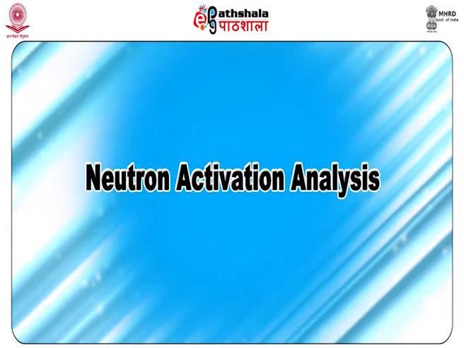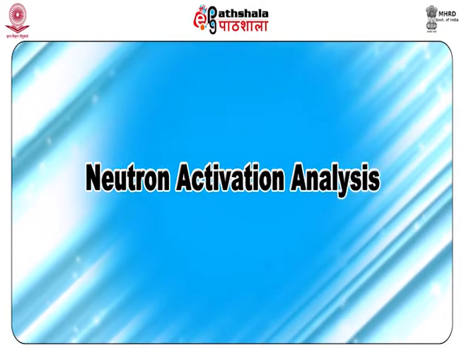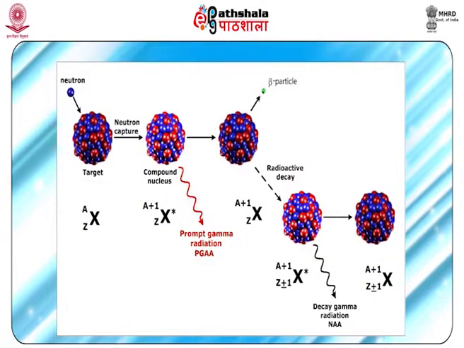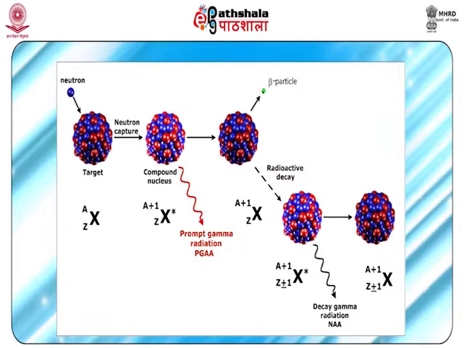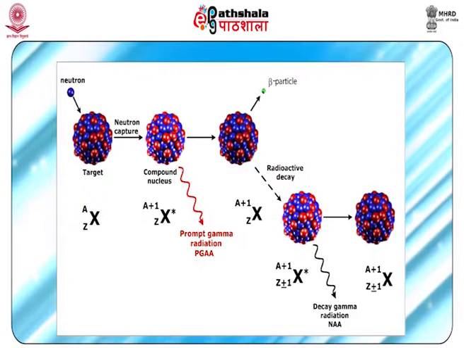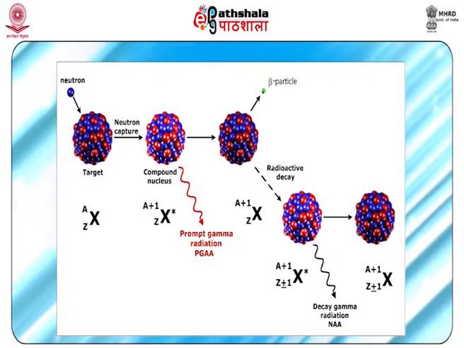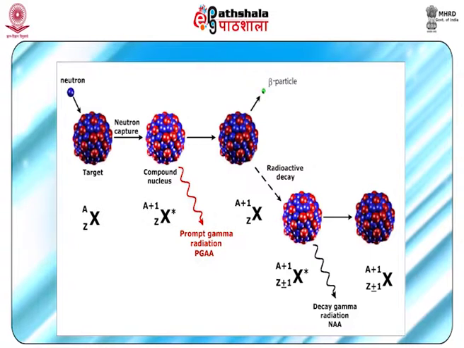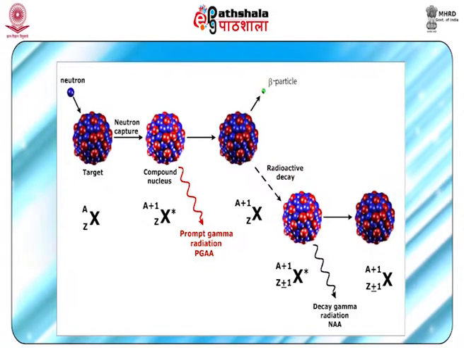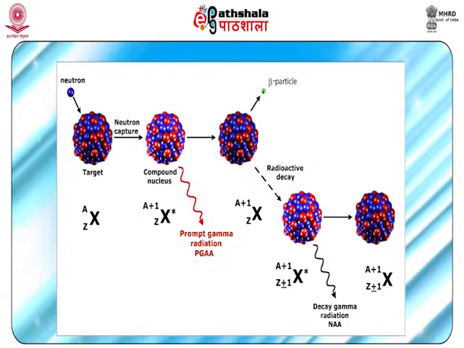Next is neutron activation analysis. In NAA, a beam of neutrons from a nuclear reactor is directed to a sample of test material. The material becomes temporarily radioactive, emitting gamma rays that are characteristic of the composition.